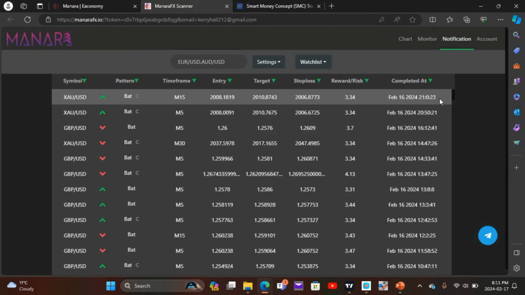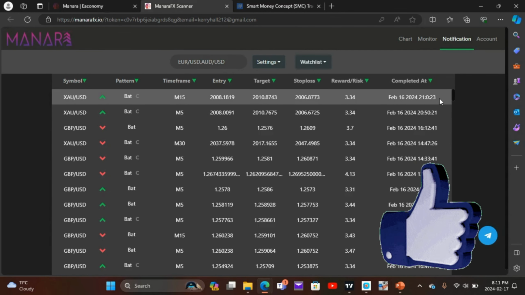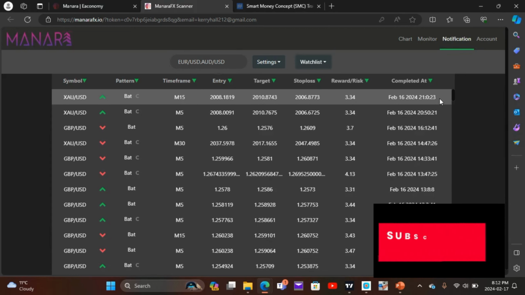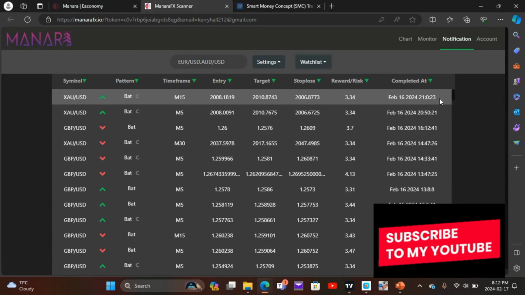So we've covered the watch list, we've covered settings, and in a nutshell, this is how you customize Manara to your suiting, and you will be able to trade only pairs that you're interested in. You will only be seeing pairs that you're interested in once you customize it. So it's very important to customize it to your liking so that your preferences are what actually shows up on your timeline for the trade ideas provided by Manara.